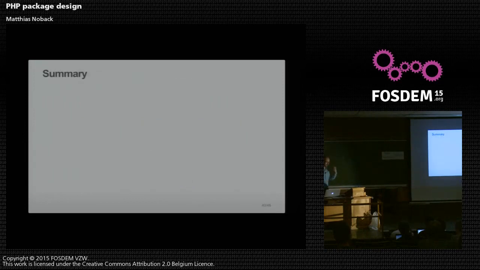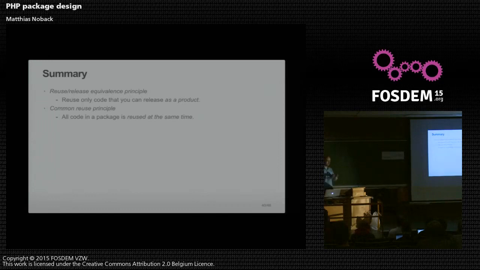Just as a way of quickly memorizing them, the first one was the reuse-release equivalence principle. It says that you can only reuse code that you actually can release as a product. It makes no sense to reuse code that is not released in any proper way, since that will give you a lot of trouble, especially for your users. The next one is the common reuse principle, and it said that all code in a package is reused at the same time. If you find a package with a class that can be used separately in a meaningful way, then it should be split.